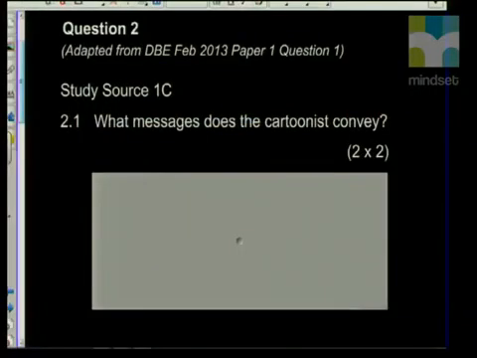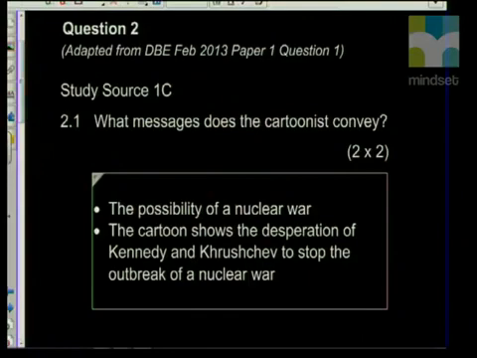There is a specific message they wanted to convey to us. Okay, let's look at a possible answer here. The response here can be that there was a possibility of a nuclear war. You already know that because there was a Cuban Missile Crisis where these two superpowers faced each other. So it was possible that a nuclear war was going to take place, but then they were trying to contain it, as the caption said.